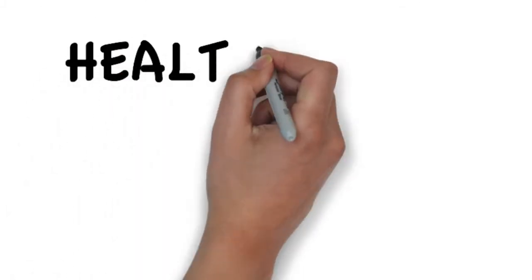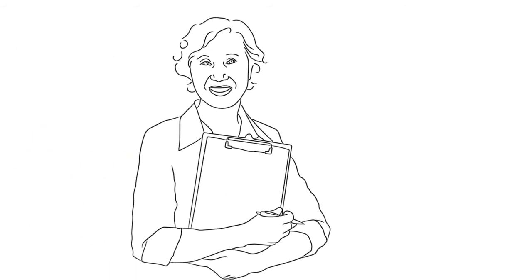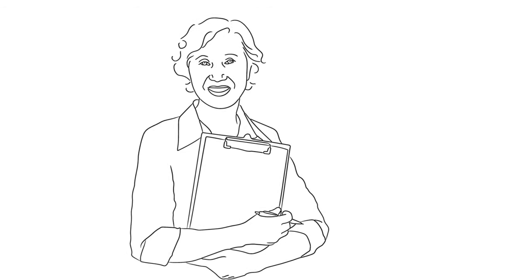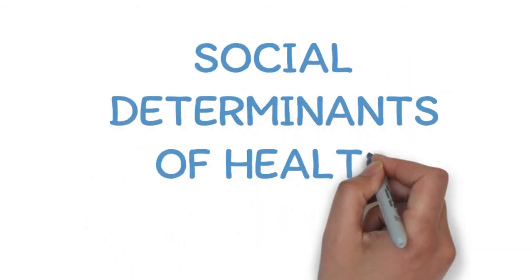Health equity is an important part of public health practice. But what is health equity? And what does it have to do with environmental public health? Do practitioners such as environmental health officers or public health inspectors have a role? Let's start with the social determinants of health.